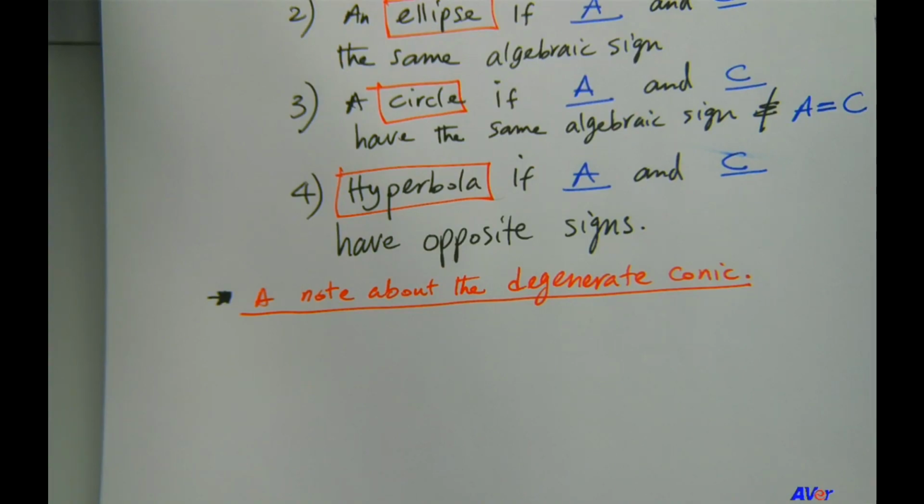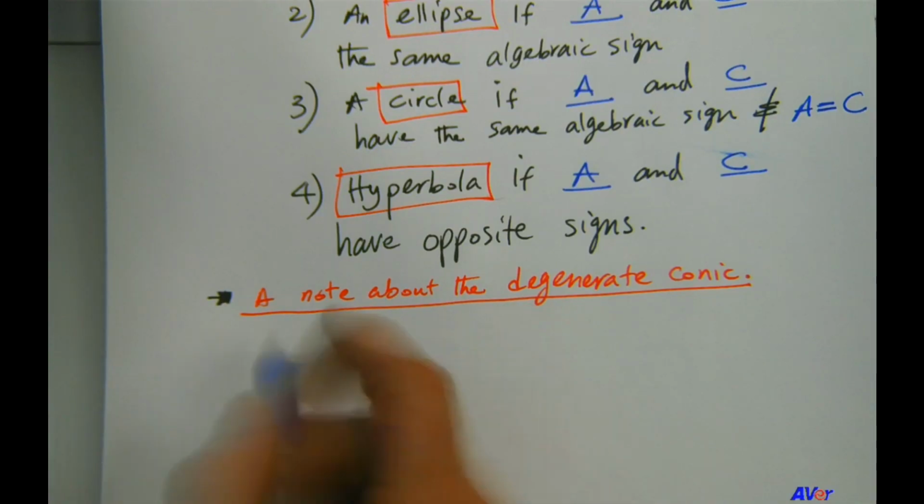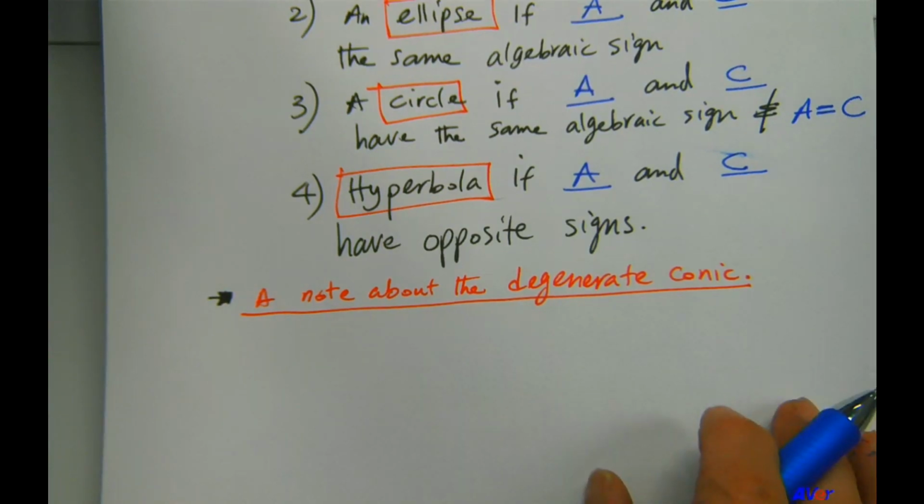So if you happen to have forgotten about the method of completing the square, I'd recommend that you brush up on it before looking at the examples that we are about to go through in a few minutes. I will briefly mention it, but since that was covered in Math 126, I won't give too many details about it. Okay, so a note about the degenerate conic.